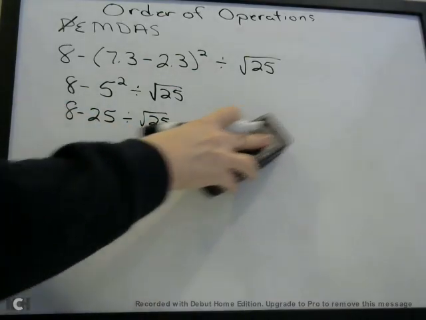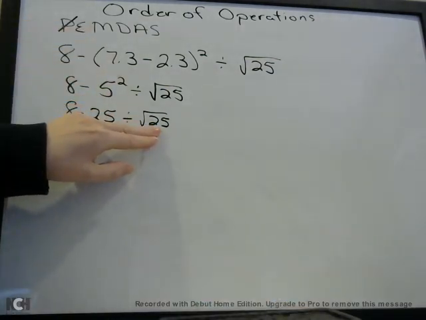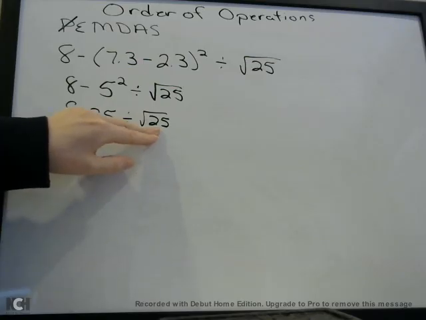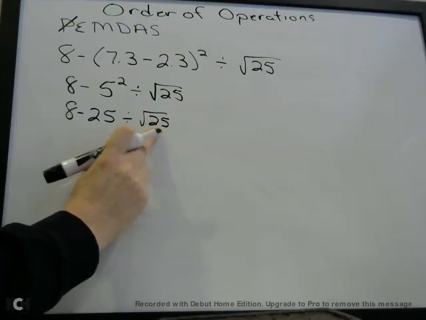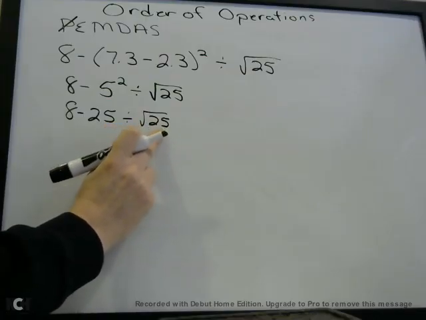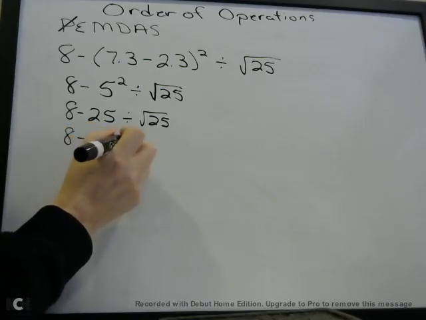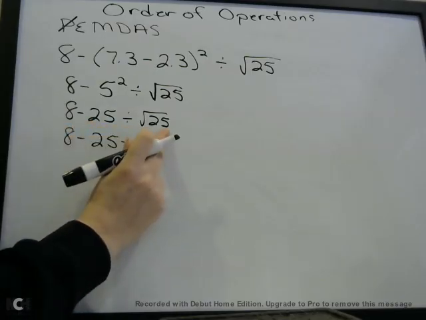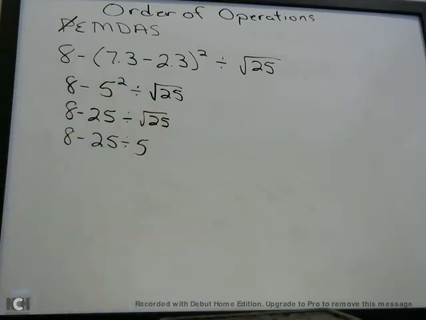So, since that is an exponent, we have to evaluate this. So we should all know that the square root of 25 is 5. What times itself gives you 25? So the square root of 25 is 5. So instead of writing the square root of 25, we're just going to write what it equals. Just copying everything down, and then instead of the square root of 25, I'm going to write 5. So now we've gotten rid of all the exponents.